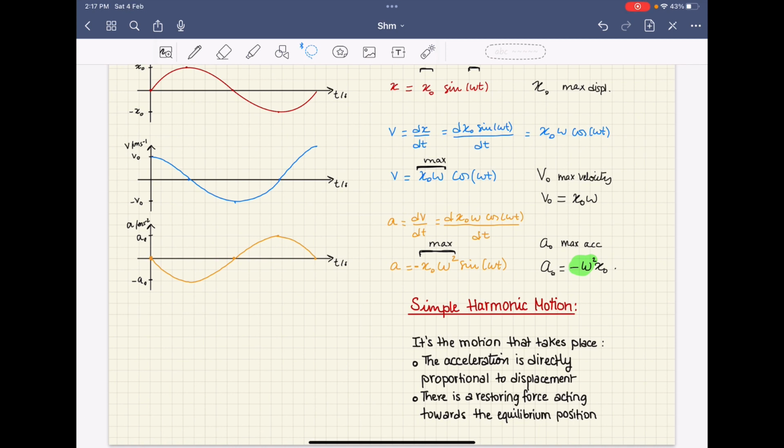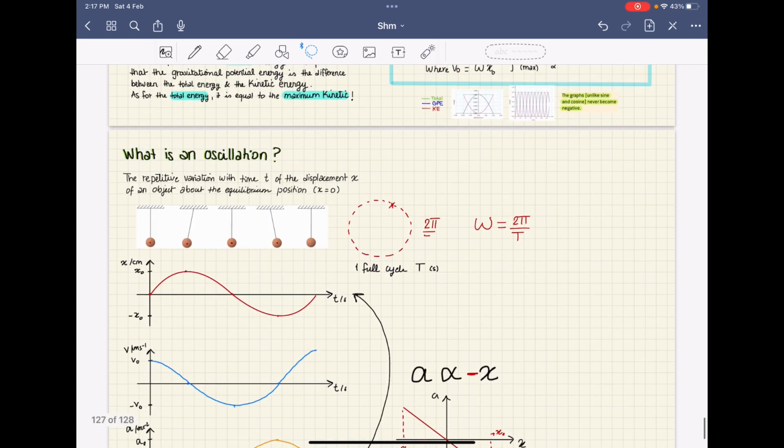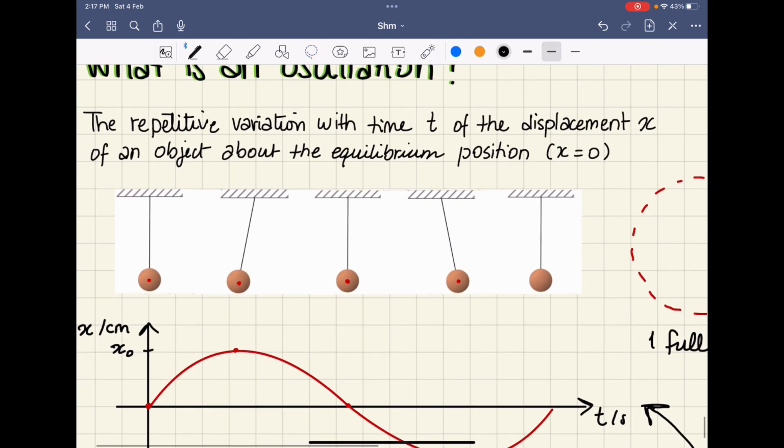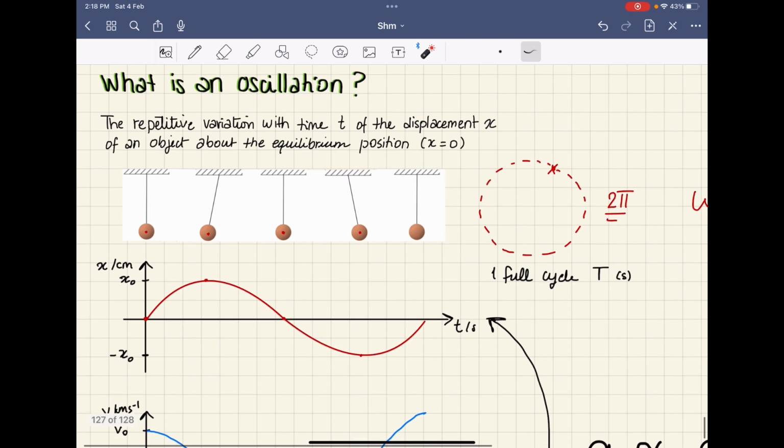So you'll say it's the motion that takes place when the acceleration is directly proportional to displacement, when there is a restoring force acting towards the equilibrium. In other words, in this pendulum right here, when you displace it away from the original position, the restoring force F is the reason why the pendulum will start to oscillate back and go back to this position. And once again, when it reaches the maximum displacement in the negative sense, it's the restoring force that will force it back to its equilibrium position.